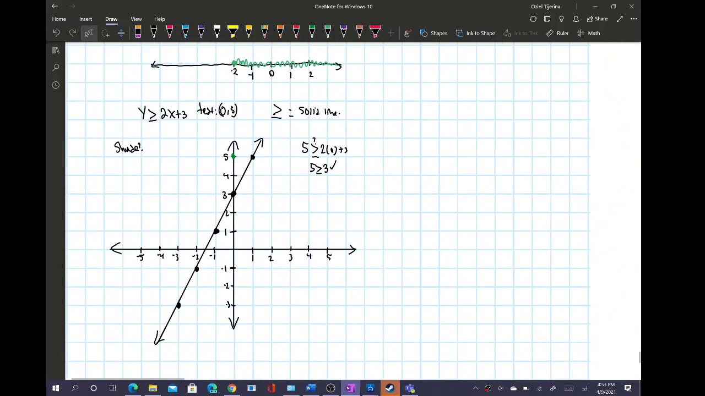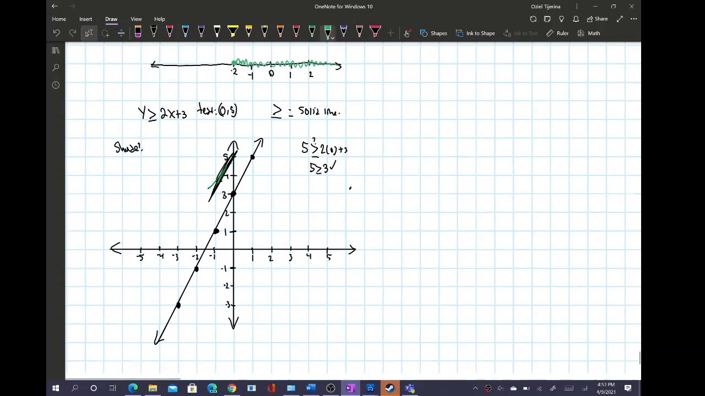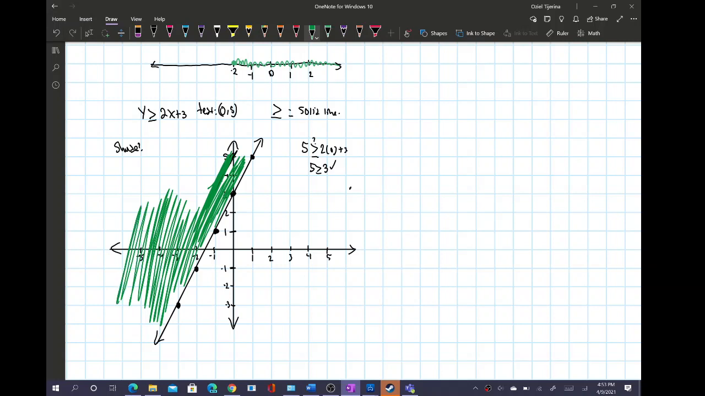So that means that this entire side is going to be shaded, okay? So you're going to go ahead and just shade this whole side here, and that's how you would do it.